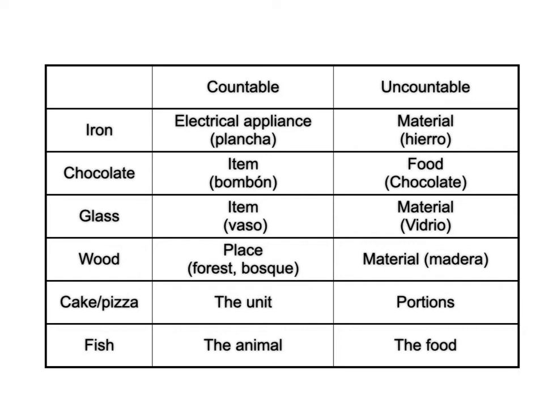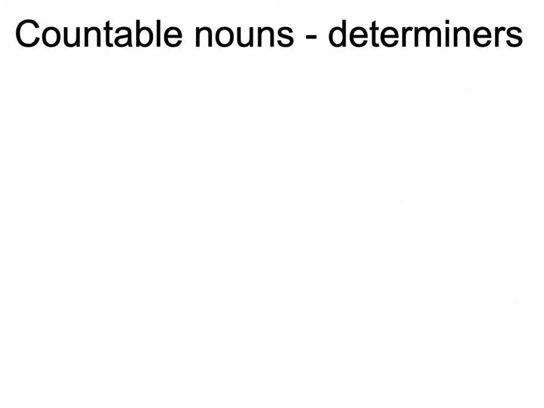And as for fish, we can count the animal, but we cannot count the food, when we refer to the fish we eat when it's dead. So, what kind of determiners do we use with countable nouns? Well, obviously we can use a or an, as in one apple, an apple, and the numbers 3, 4, 5 when we are counting, but we are going to focus on undetermined determiners. That is, determiners that do not tell me the exact amounts of things there are.